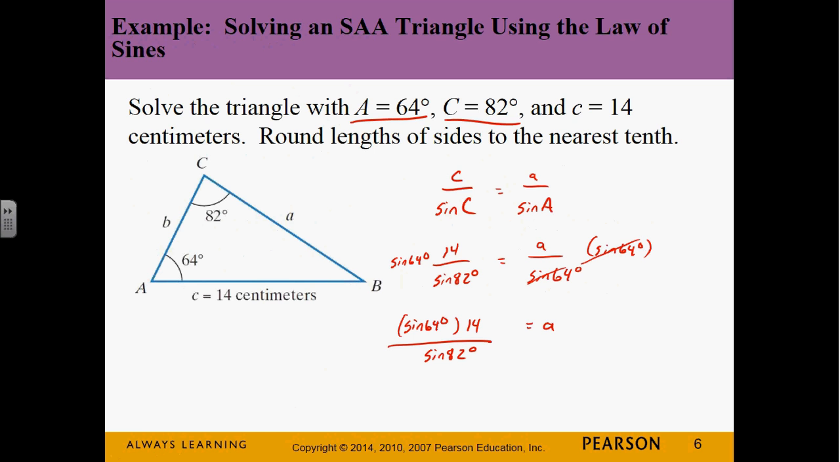So we're going to say sine of 64 times 14, and then divide that by the sine of 82. And if we want to do it to the nearest tenth, 12.7 centimeters. Okay, that gave us A.